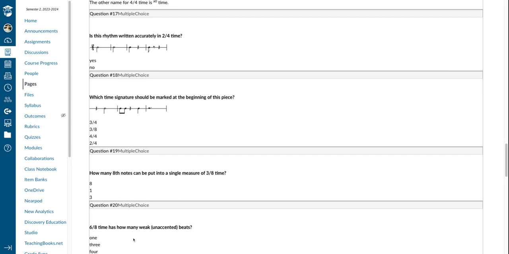Number 18, which time signature should be marked at the beginning of this piece? All right, so now it's telling us to figure out the time signature, so we have to look at the bar lines. So I have to see what's in these measures. This is measure 1, this is measure 2, this is measure 3. So right here I have a quarter rest, that's 1, plus a half note, which gets 2, so that's 3. That's telling me I have 3 beats in a measure, and I'm probably in 3/4 time.